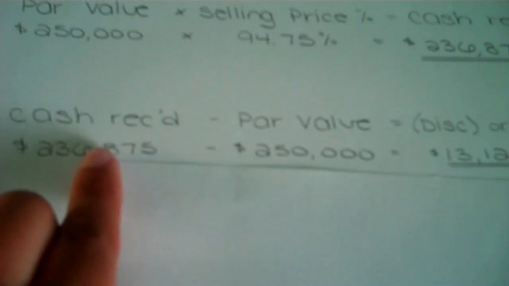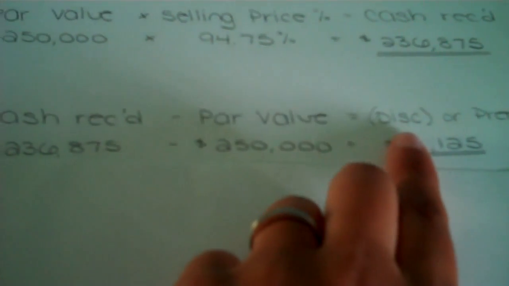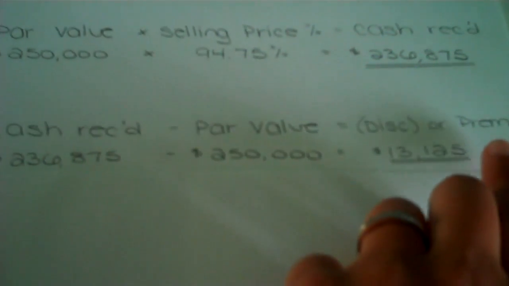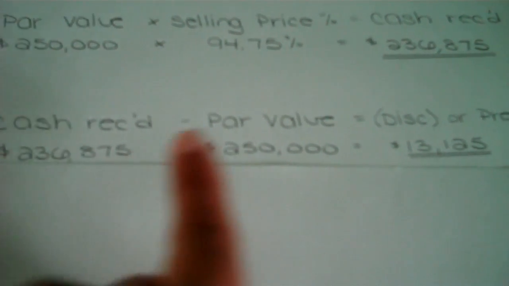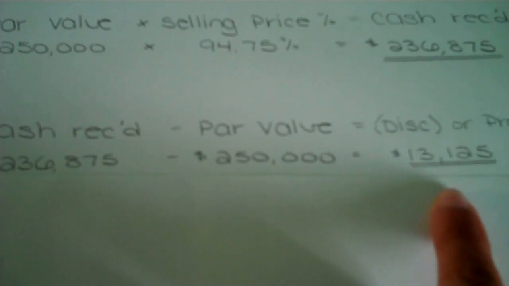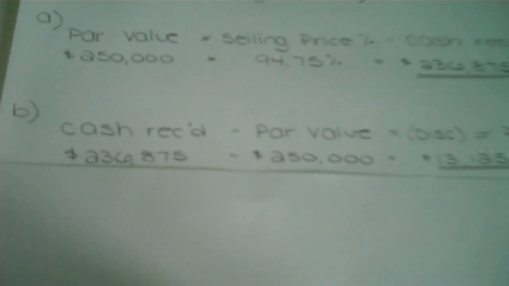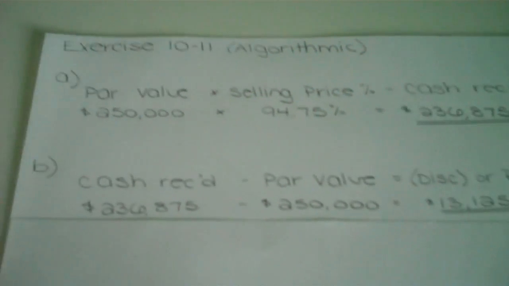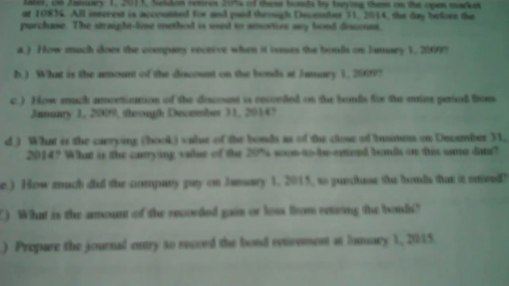$13,125. Since the cash received is less than the par value, this bond was issued at a discount. Had the cash received been greater than par value, it would have resulted in a premium. But again, since cash received was less than par value, this bond resulted in being issued at a discount of $13,125. That's Part B of the exercise 10-11 algorithmic version. Now we will move on to Part C of the problem.